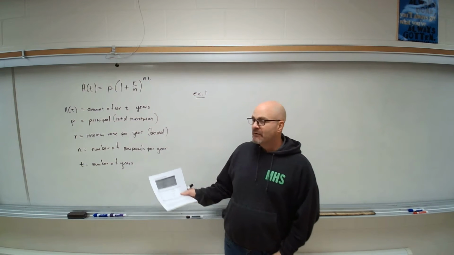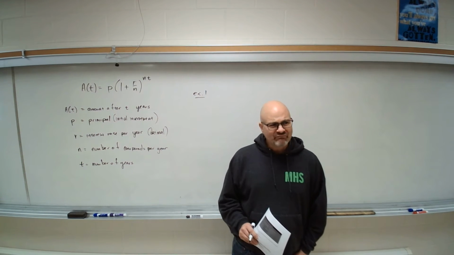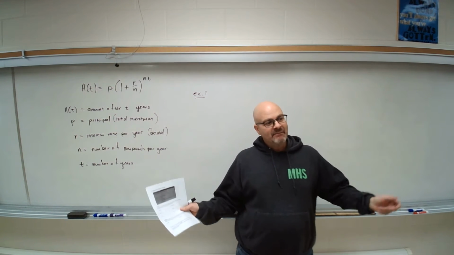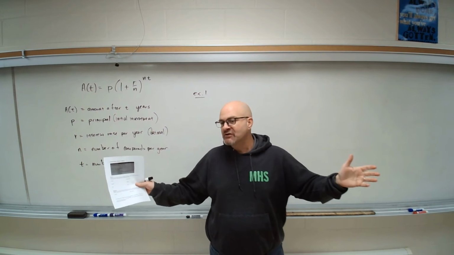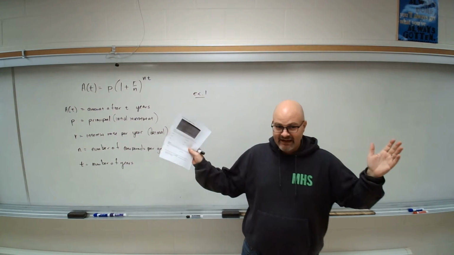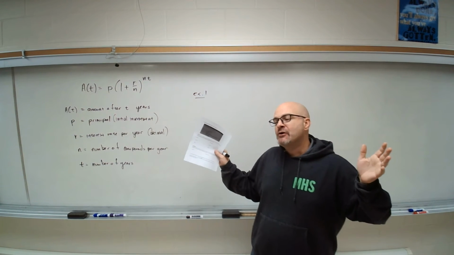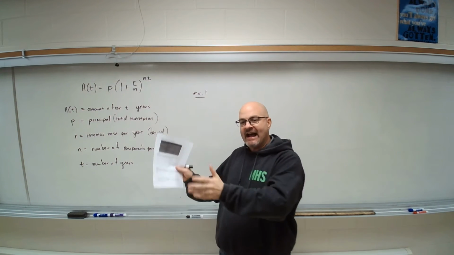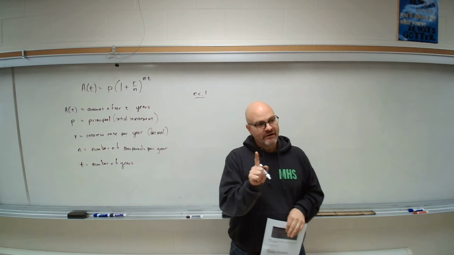And N is the number of compounds per year. Does everybody understand what that means? Simple interest is at the end of a time period you get, to make it easy, say we get 12% interest per year. Again, that's ridiculously good interest. But if you compound once a year at the end of the year, they'd look at your investment and they'd add 12% to that. That would be a compounding of once per year.